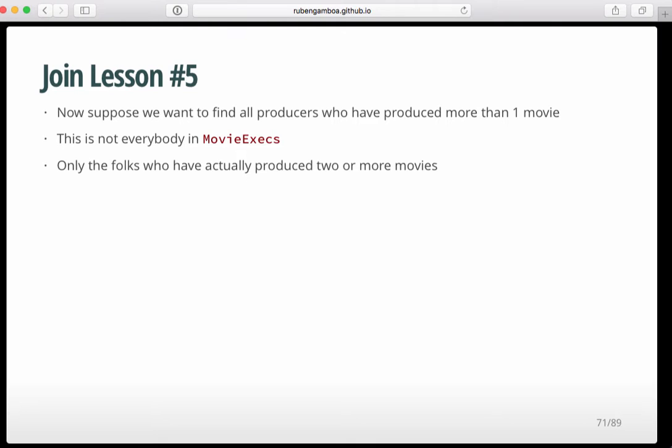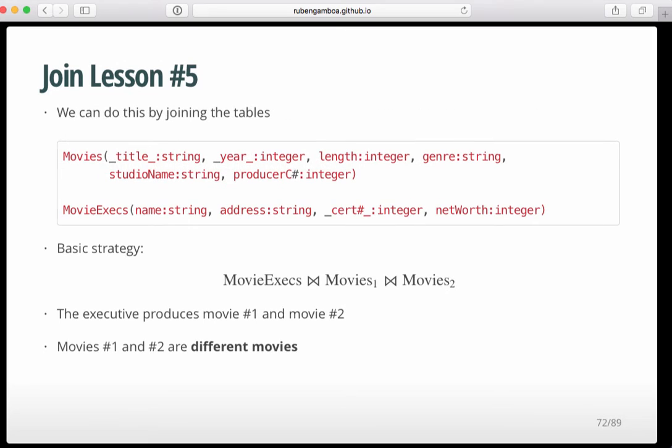Because if you're just a one-hit wonder, we don't need you, okay? That's not everybody in MovieXX. Only the executives who have produced 2 or more movies. So how do we do that? There's a special trick that you need to know, okay?